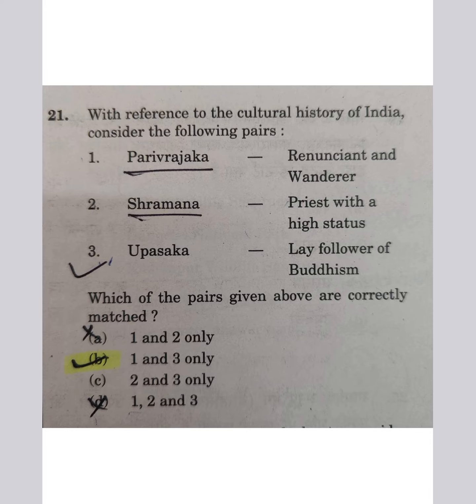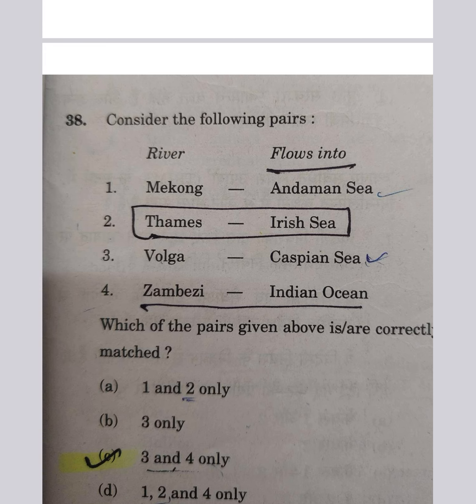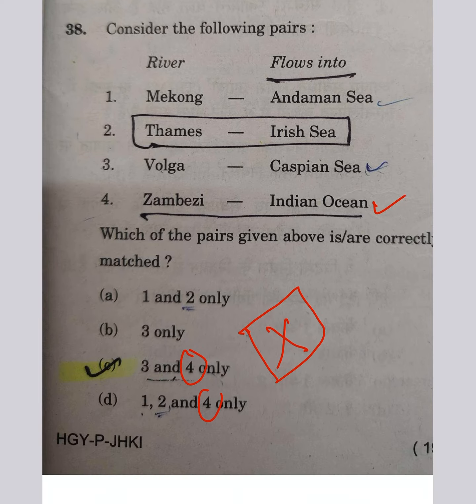So here you can see 1 is correct. Only 2 pairs are correct, so 1 is always correct. This one failed. Here the trick is completely failed. The answer is 3 and 4. But if you have studied enough, you can find the Zambezi river is related with the Indian Ocean. So you can go with 4 is correct, and out of the options, the one where 2 options are correct is only option C. So this is another thing.